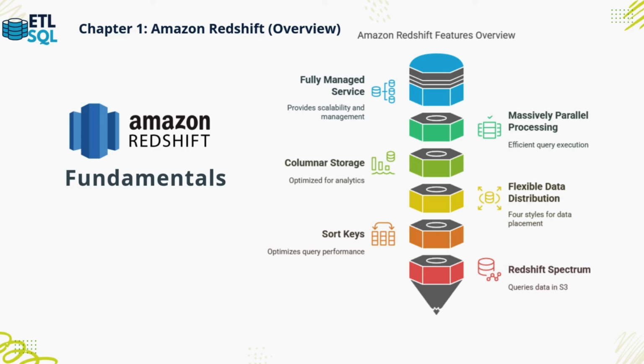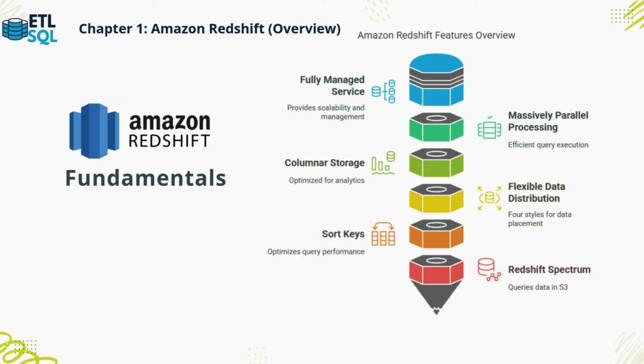Now let's discuss the columnar storage feature. Redshift stores data in a column-oriented manner rather than row-oriented. This approach is specifically optimized for analytics and provides significant performance benefits for query processing. A crucial feature to highlight is the massively parallel processing. This architecture enables Redshift to distribute and process your workloads across multiple nodes simultaneously, ensuring efficient query execution even with large data sets.